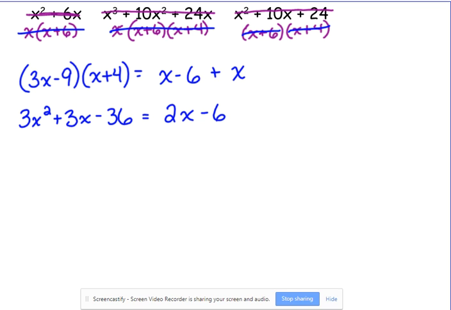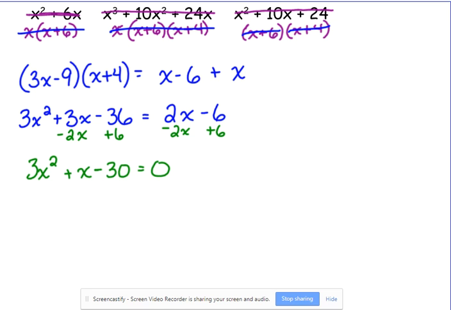Okay, this one is definitely a quadratic, and it's going to stay a quadratic because we only have x squared on one side. So that means everything needs to be on the same side as that x squared. So in one step, I'm going to subtract the 2x and add the 6. 3x squared plus x minus 30 equals 0.